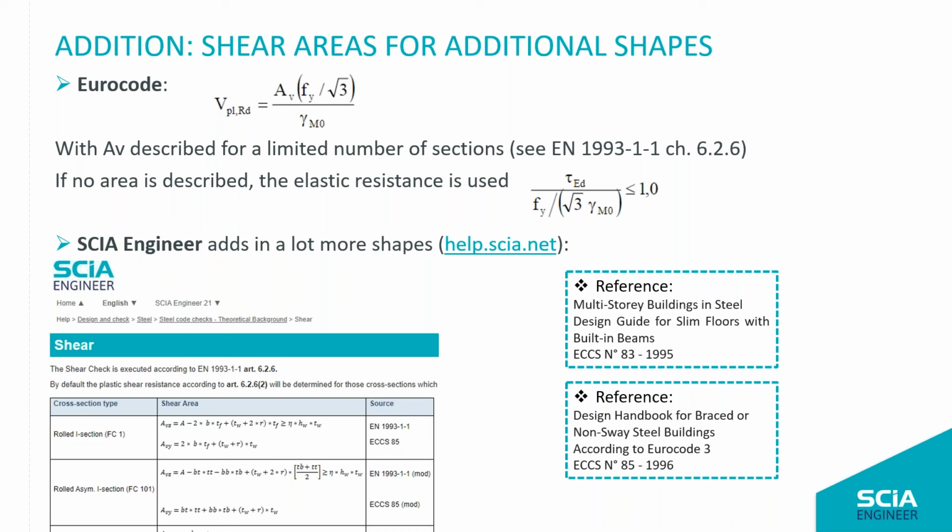SCIA, however, uses two more references from which it has found a bunch more shear areas for a bunch more shapes of cross-section. They are way too long to put on this slide. You can go to our help web page and they are all on there. You can see for all types of sections, all the formulas that are being used with the source right next to them.